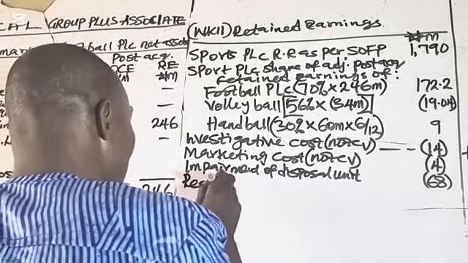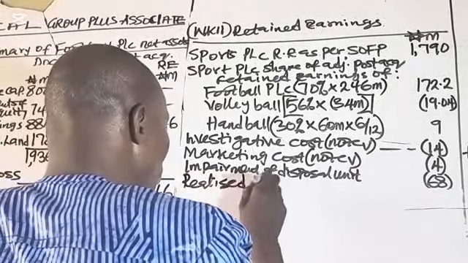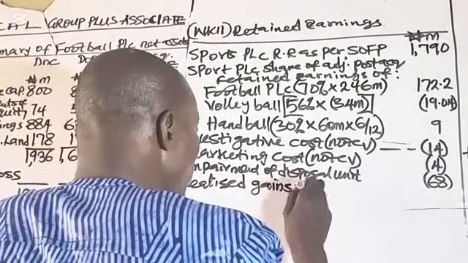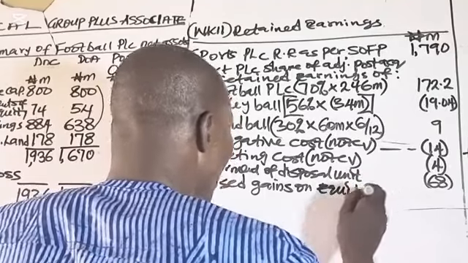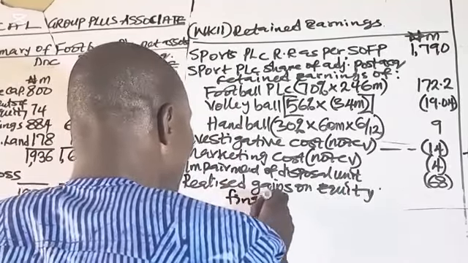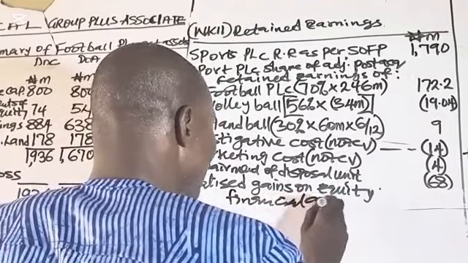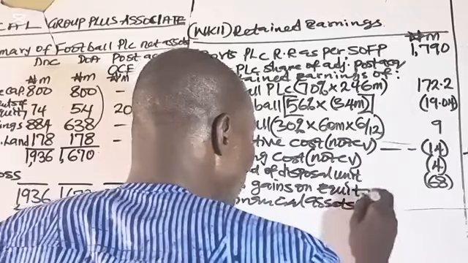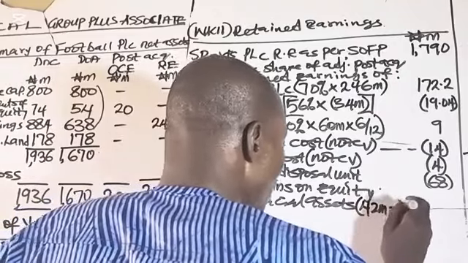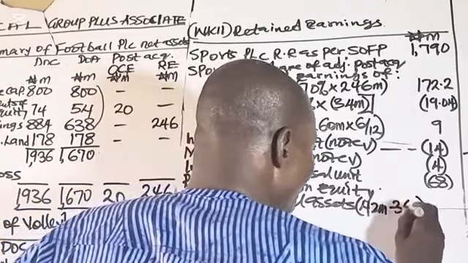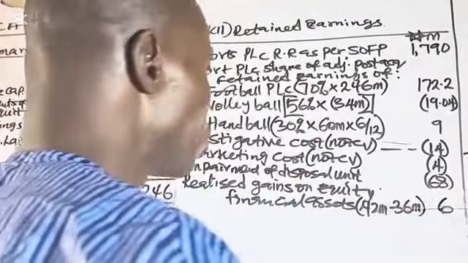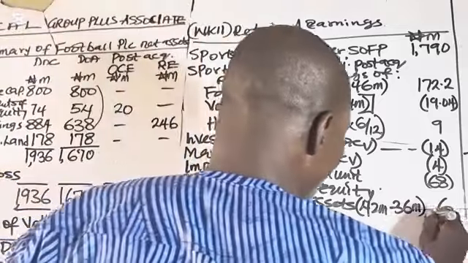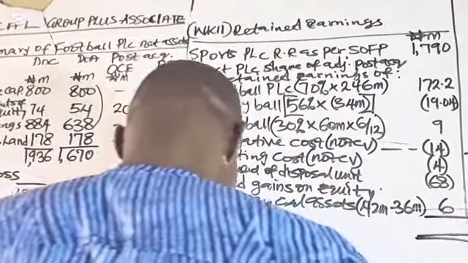So we have realized gains on equity financial assets. Though the fair value is 42 million, the cost is 36 million, and we got 6 million. This gain has been debited to other components of equity, then we will credit retained earnings.